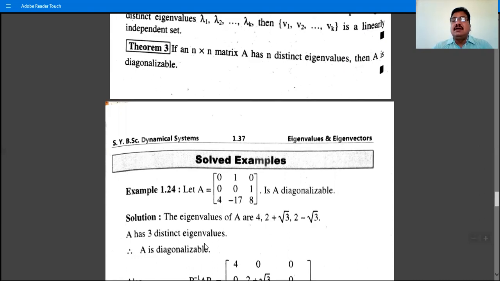This is a wrong statement: if A has n distinct eigenvalues, then A is diagonalizable, but if A does not have n distinct eigenvalues, then A is not diagonalizable. This statement is wrong. What is the true statement? If A does not have n distinct eigenvalues, then A may or may not be diagonalizable.